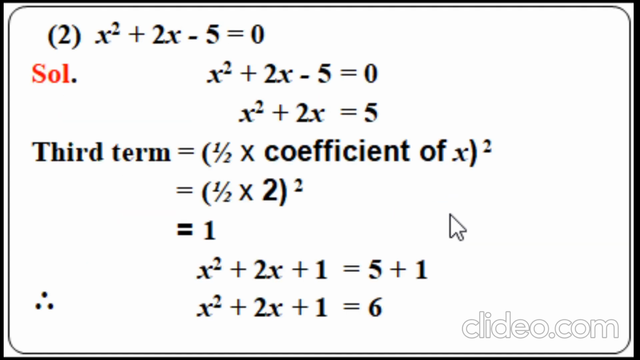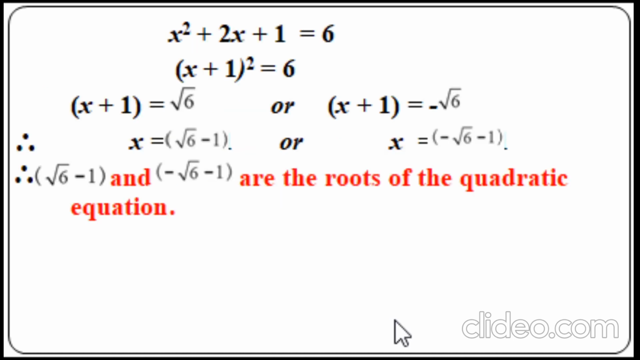Question number 2. The equation is given, x square plus 2x minus 5 is equal to 0. This can be written as x square plus 2x is equal to 5. Use the formula: third term is equal to half into the coefficient of x the whole square, 1 upon 2 into 2. The 2 in the denominator and 2 in the numerator cancel, so we get 1. Square of 1 is 1. So add this 1 to the equation, we get x square plus 2x plus 1 is equal to 5 plus 1, 5 plus 1 is 6. So we get x square plus 2x plus 1 is equal to 6.